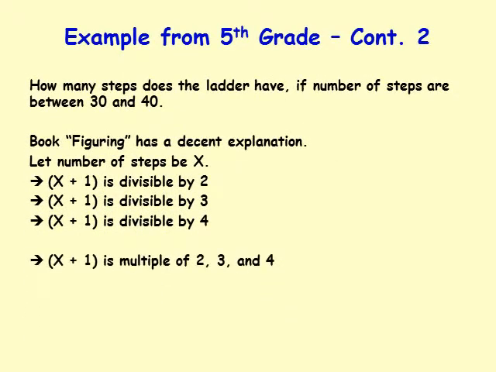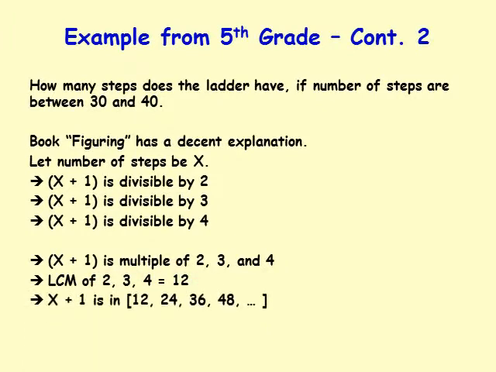So we know so far that x plus 1 is a multiple of 2, 3, and 4. The LCM of 2, 3, 4 is 12. We can compute that. 2 is a common factor of the first and last numbers, so we get 3 times 4, which is the LCM, 12.